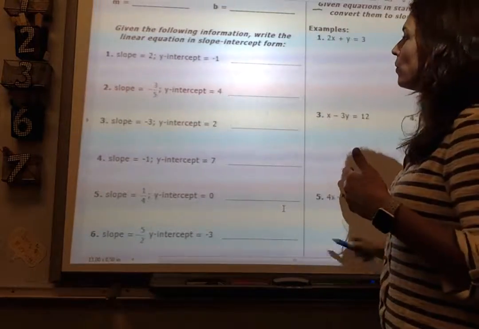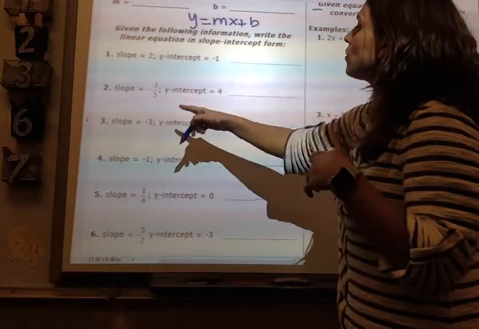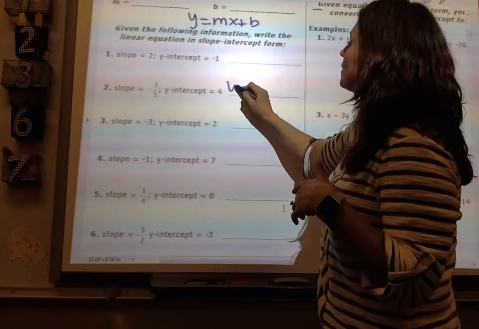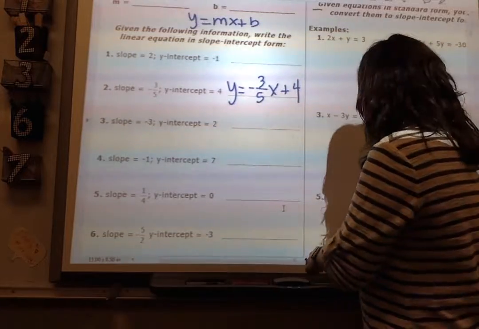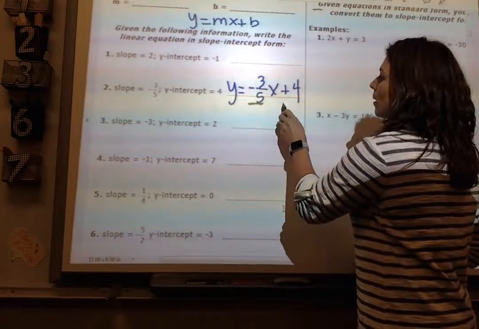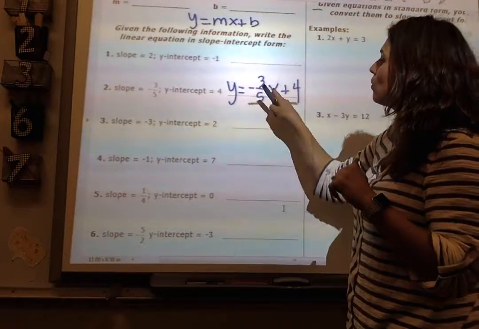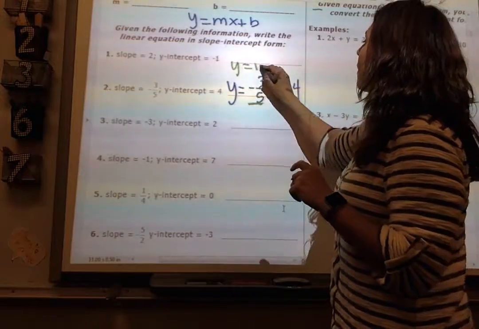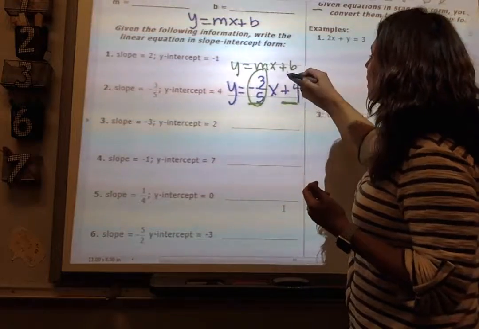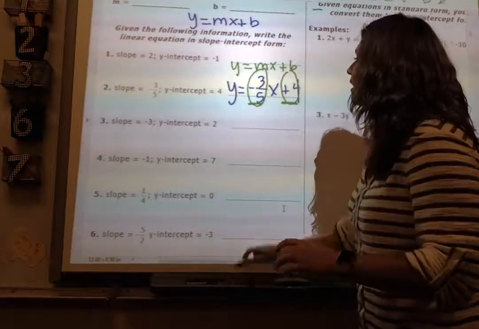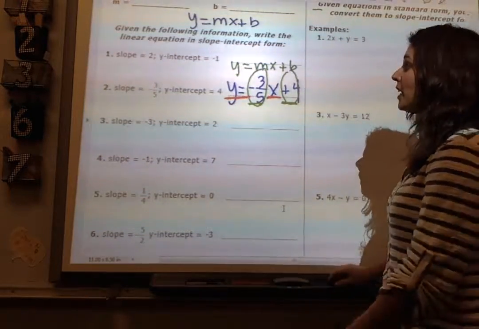So let's take a look at number 2. Remember, y equals mx plus b is the form. My slope is negative 3/5, so y equals negative 3/5 x plus 4. My slope is negative 3/5, and my beginning point is 4. The only thing that remains the same is the y, the equal sign, and the x. So look, what is the only thing changing? My slope is changing, and my beginning point is changing. Everything else, y equals, stays the same, and x stays the same. So we're just plugging in here.